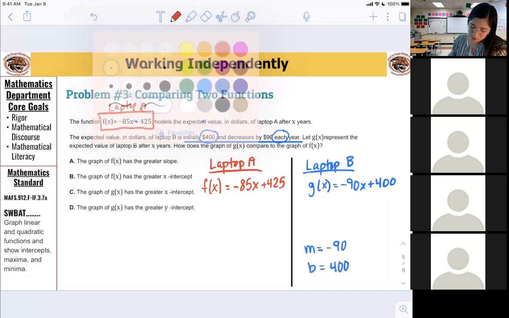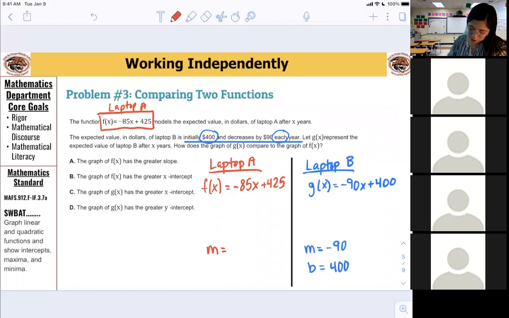Now for f of x, I also know those things because I can look at my function equation. The slope is negative 85 and the y-intercept is 425. So there's only one thing I need to figure out for both of them, which is the x-intercept. So what could I do to figure out the x-intercept? I know I did problem 5 with my physical students. You guys know how to do this because we just did it with a different problem. If I'm looking for the x-intercept, what do I do?